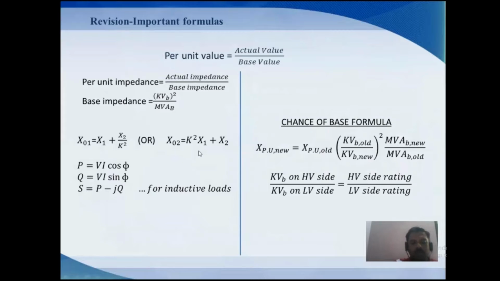Also we saw the per unit value and important formulas in the last class. The per unit value is equal to actual value divided by base value. If we know any one actual quantity of the power system, we calculate the per unit value by using this formula. Any quantity means, in a power system, the quantities are voltage, current, impedance, etc. Here I give an example formula.